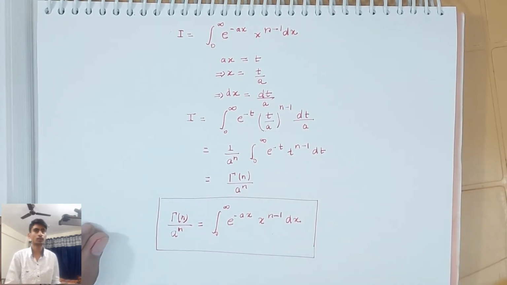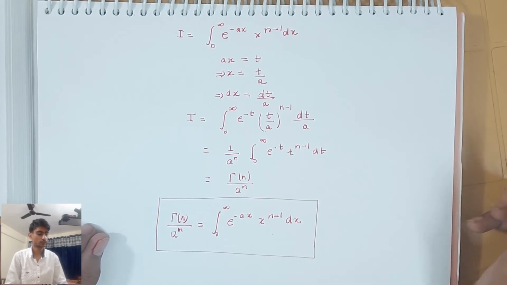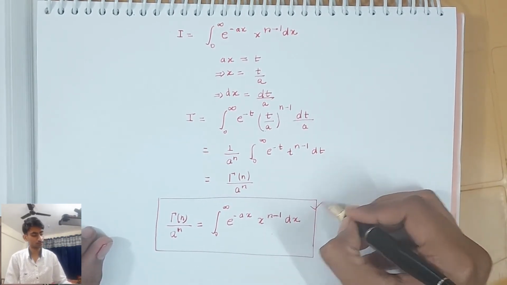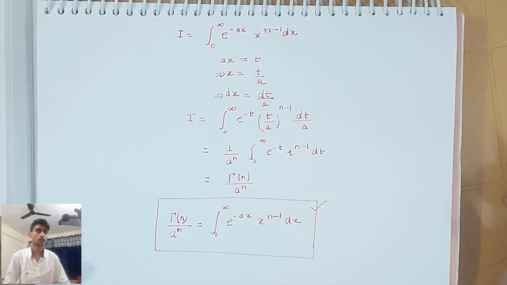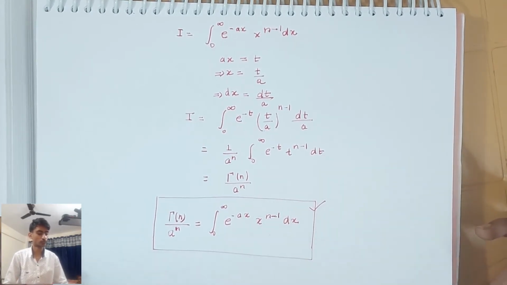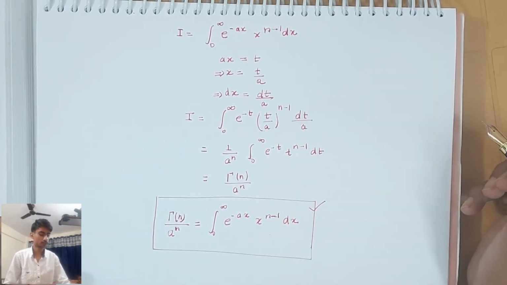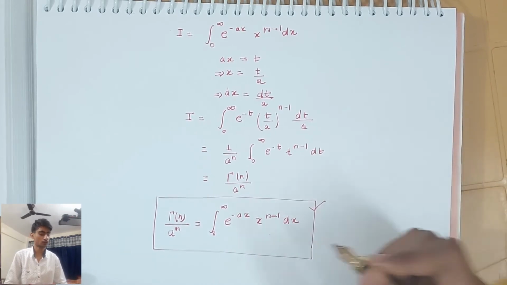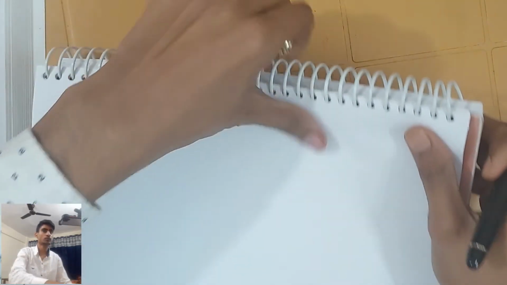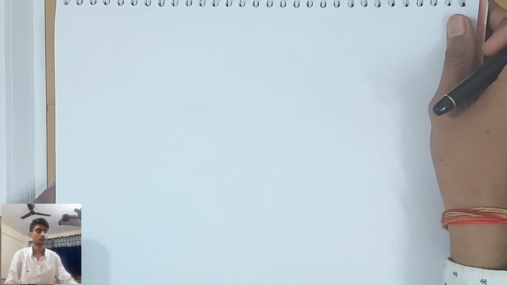So this is the result I would proceed with to come up with the relation. So it was very important to discuss this first in order to achieve the results. You need not write this in the proof if you are asked to prove the relation, but you should know how we achieve this result. Okay, so let's start with the proof of relation between gamma and beta function.